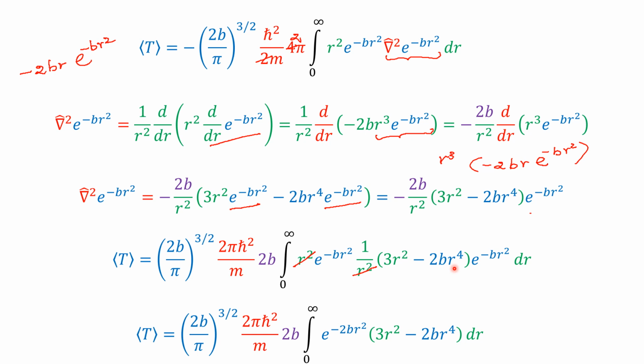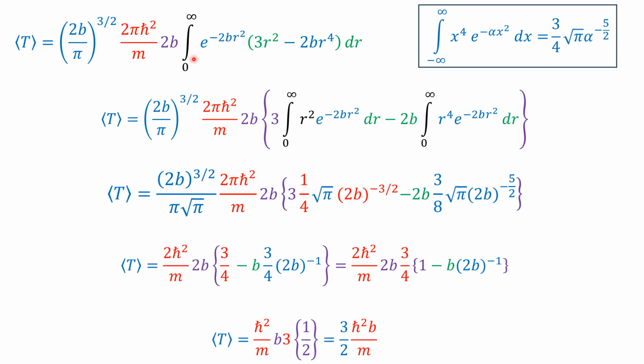So, and also all are real numbers, no imaginary part, so you can bring this here. So this will become e power minus 2p r squared multiplied by this (3r squared minus 2p r power 4) dr. Now we have to solve this integral.